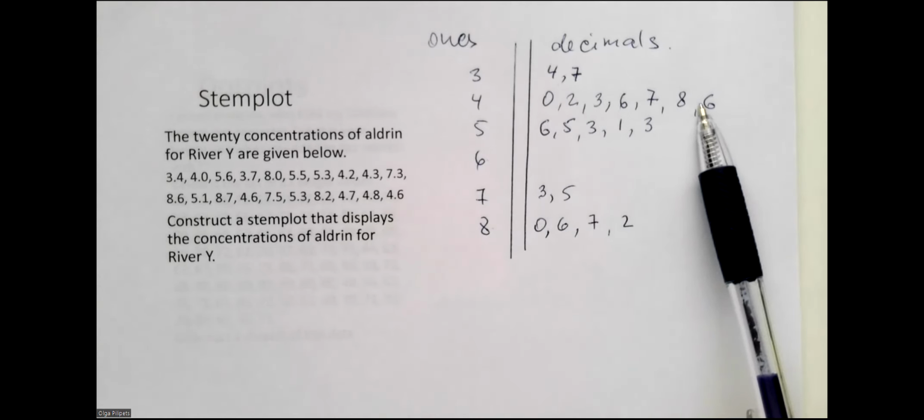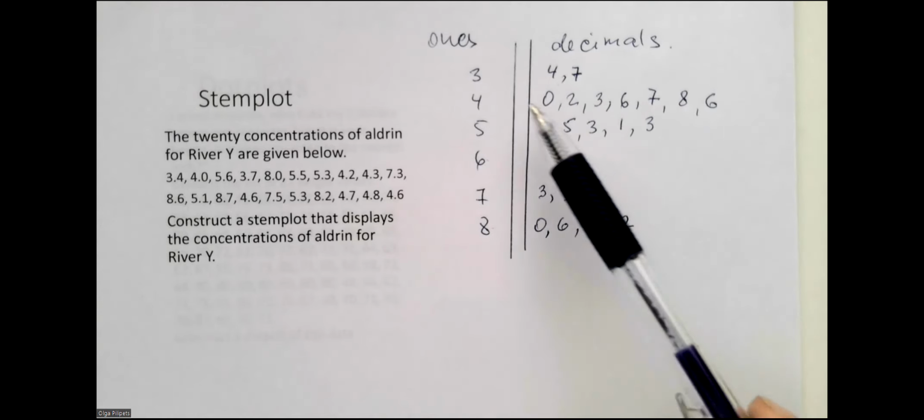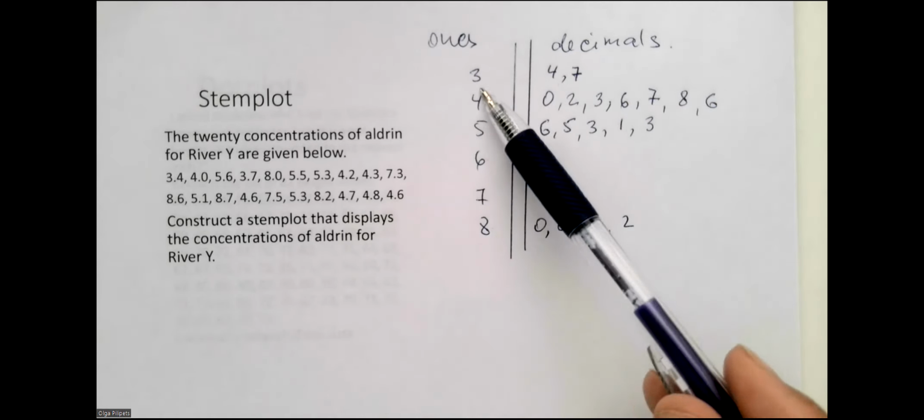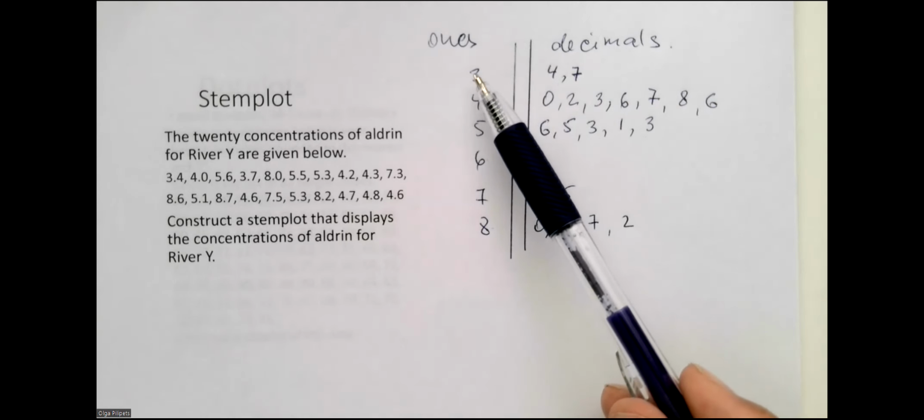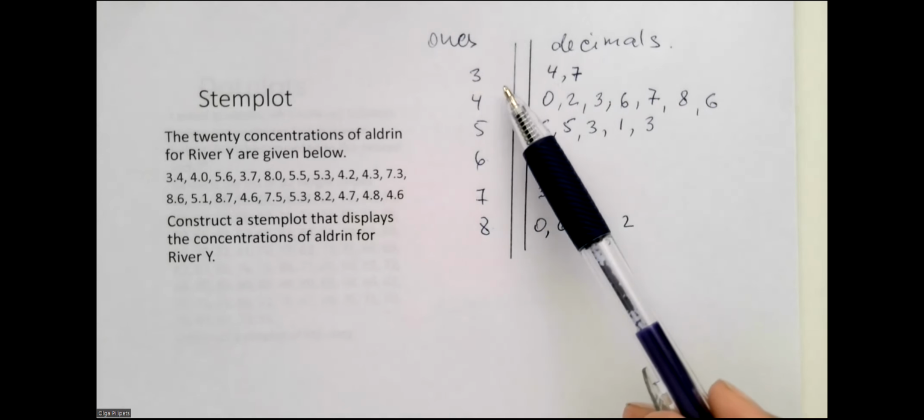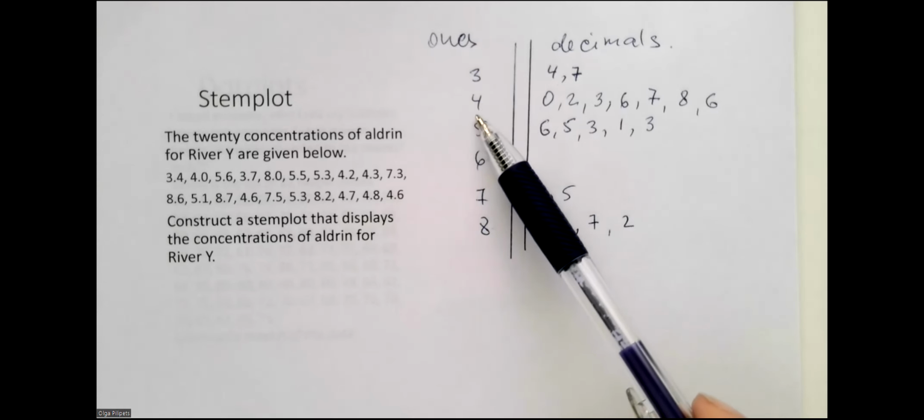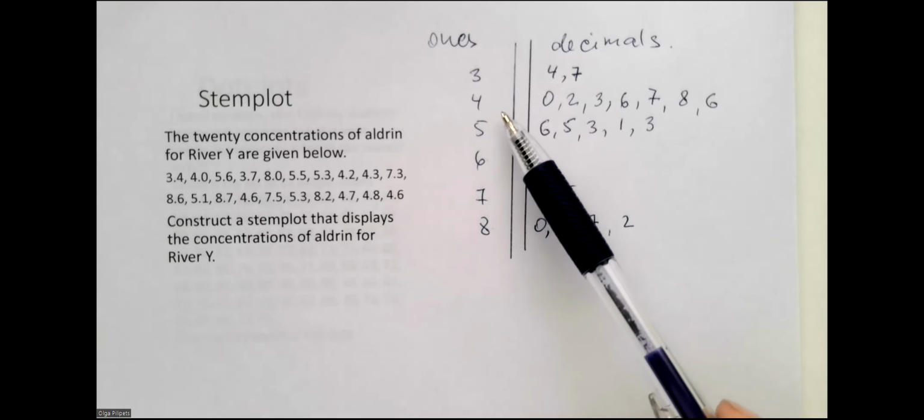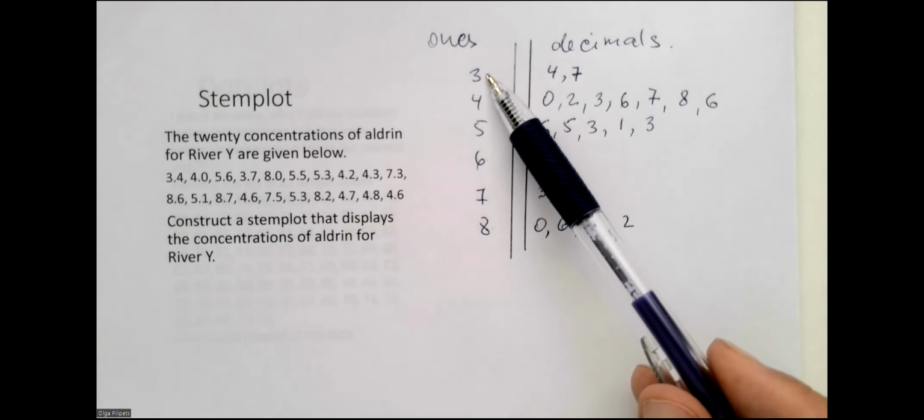If one of my rows is too long, what I can do is split my stems a little bit more. For example, I could have one stem from 3.0 to 3.4, and the next row from 3.5 to 3.9, and then the next one is 4.0 to 4.4, and the next one is 4.5 through 4.9, and so forth.